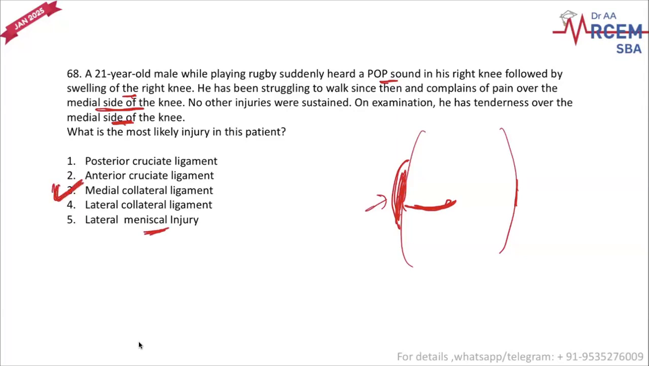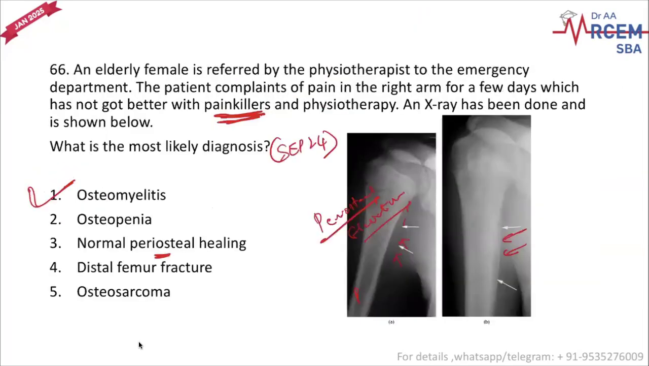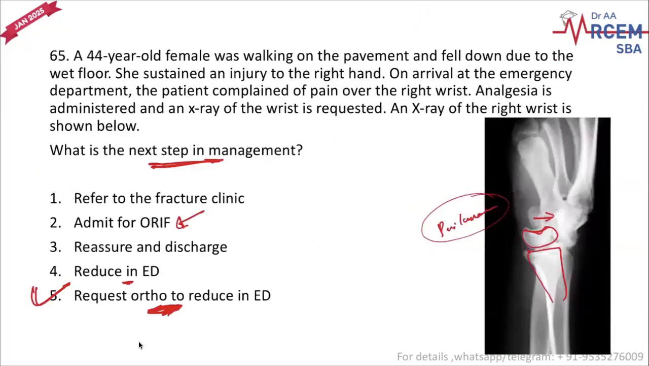One of you is asking why not refer to the fracture clinic in question 65? You cannot, you need to reduce it. There is a dislocation present. Any dislocation needs to be relocated in the emergency department. Without relocating it back, you cannot refer them, because they are asking for the next best step here.